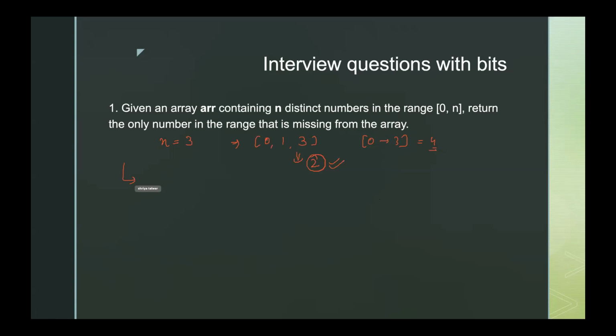One way to solve this question is simply traversing through the array and maintaining the frequency of each element in a separate array. Suppose we traverse this array, the frequency of this is 1, this is 1, and the max array length is n. The frequency array will contain the frequency of each element. The frequency of all the numbers present in the array is going to be 1 except the number that is missing. We can simply check at which index the frequency is 0, and that is the missing number.